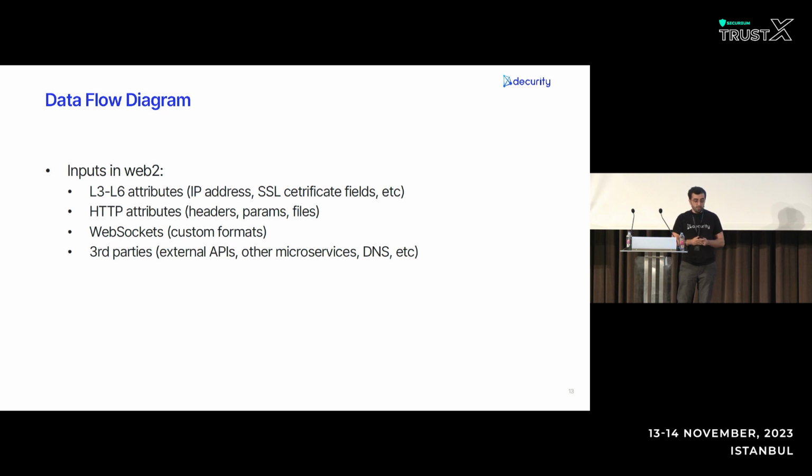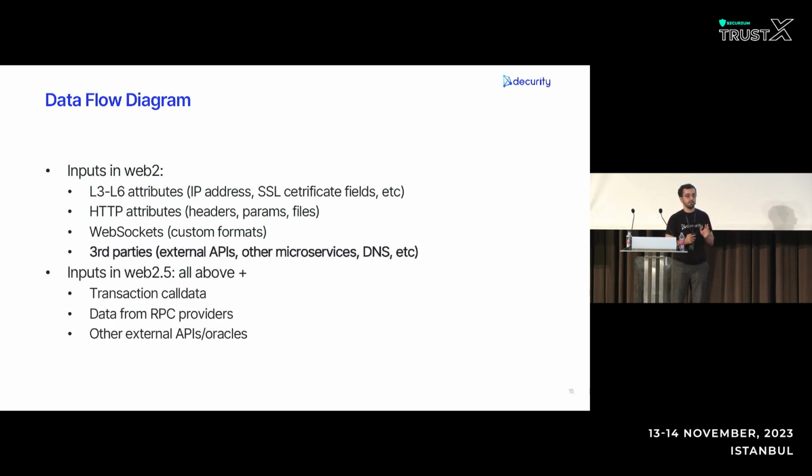So what about Web 2.5? Well, actually, Web 2.5 is exactly the same, because it's all the same, but these third parties that I'm talking about are a little bit different. So Web 2.5 untrusted inputs are all the same, plus the main type of external API for a Web 2.5 application, which is the RPC node, of course. And there is also transaction data, which is processed in different ways. So this is one more serialization format for these types of applications. And there can be, of course, other types of external dependencies.